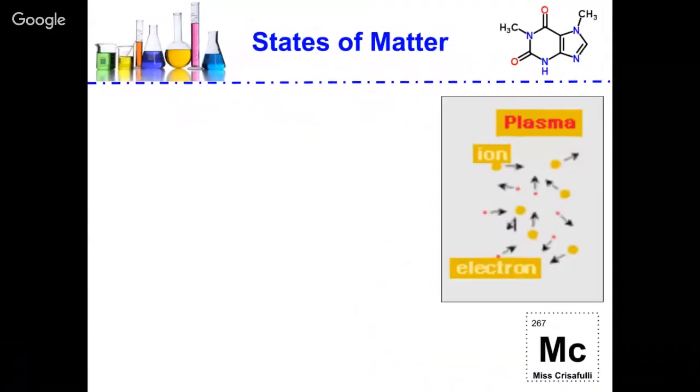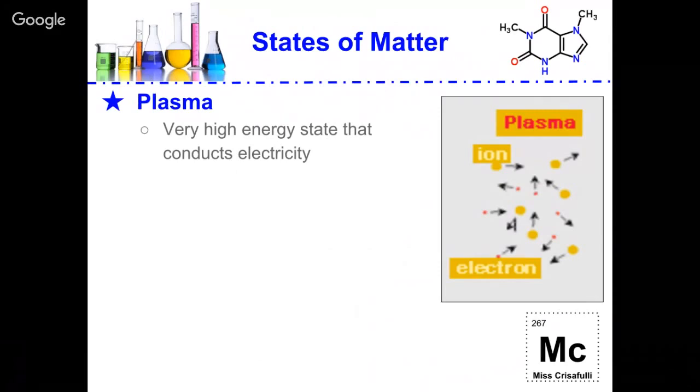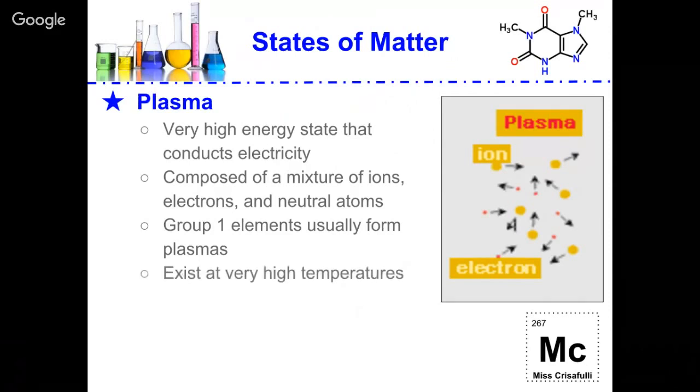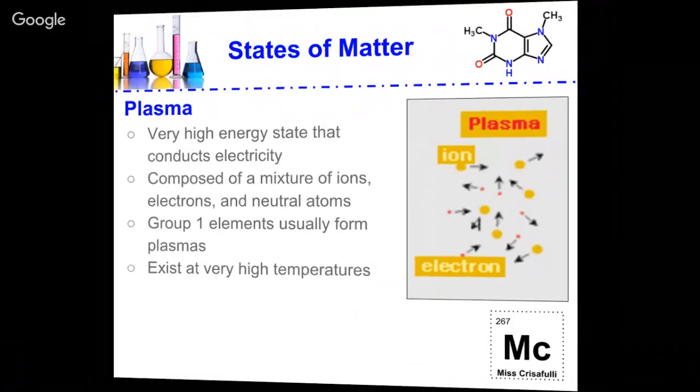So it's water vapor. That's how you use those terms properly. Now, the next state of matter is probably not as familiar to you. You might have heard it before, but it is called plasma. Plasmas are very high energy states that conduct electricity. They are composed of a mixture of ions, electrons, and neutral atoms. Group 1 elements, so the elements that are in column 1 on the periodic table, usually are the ones that are going to form your plasmas. They exist at very high temperatures.